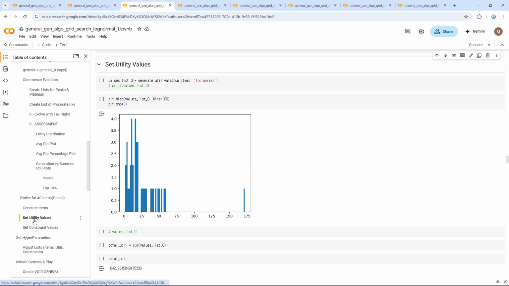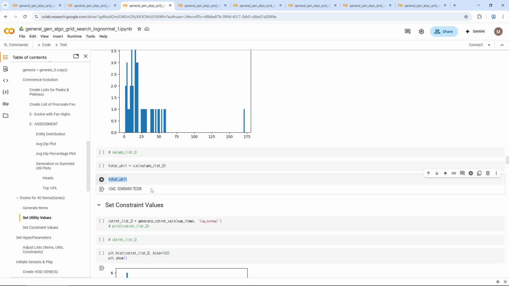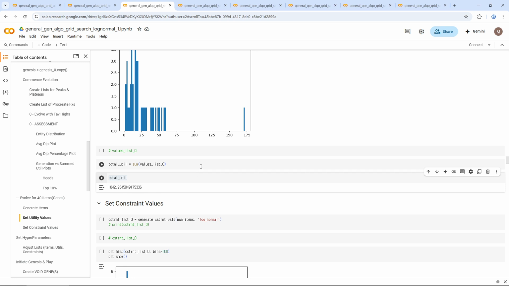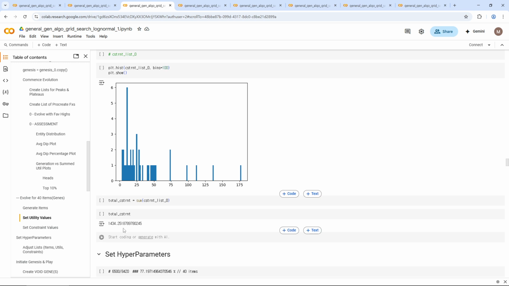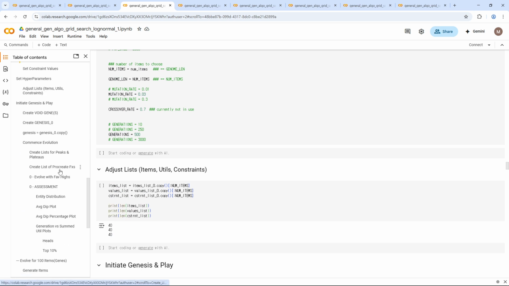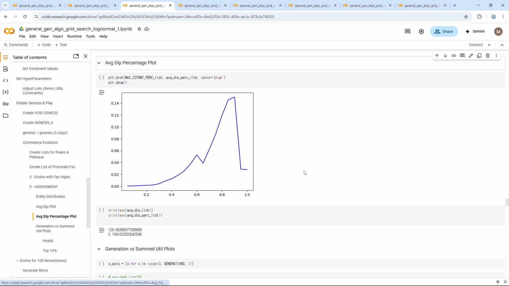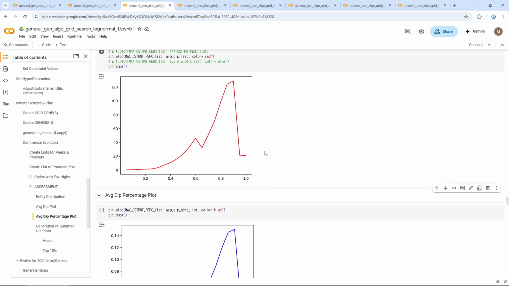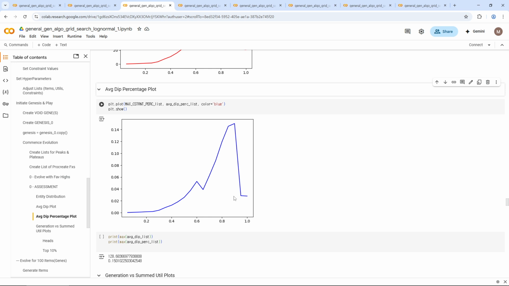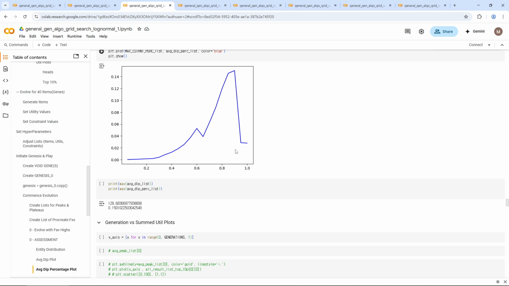Now let's have a look at 40 items, setting the utility values, and this is the distribution, and total sum of utility values is 1042. Total sum of constraint values is 1434. And we do the evolution. Here's the distribution. Here are the dip plot and the dip percentage plot.